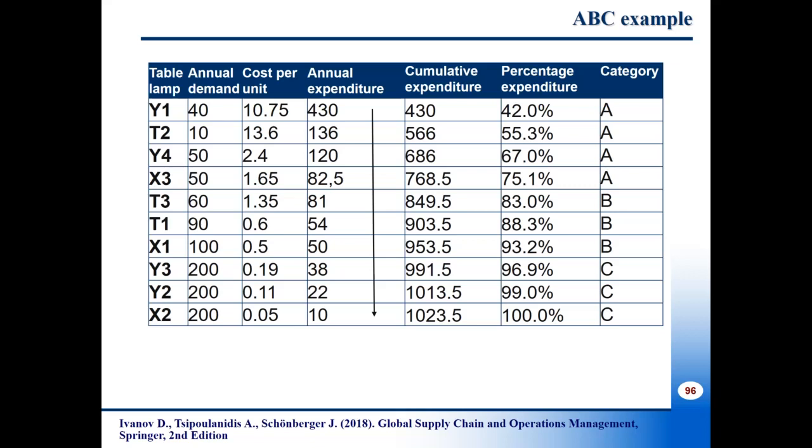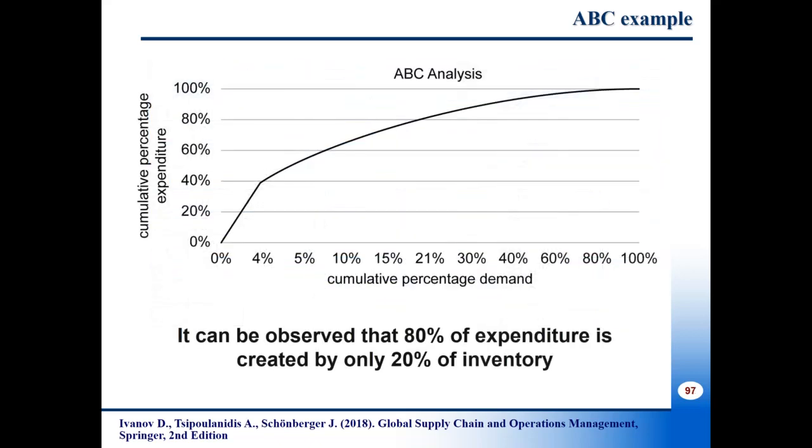Right? We can observe that 150, that's Y1 plus T2 plus Y4 plus X3, the total number of demand is... The relationship between cumulative percentage demand and expenditure is shown in the graphic in the slide, where it can be observed that 80% of the expenditure is created by only 20% of demand.